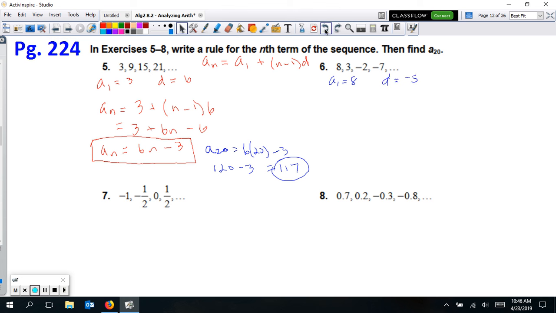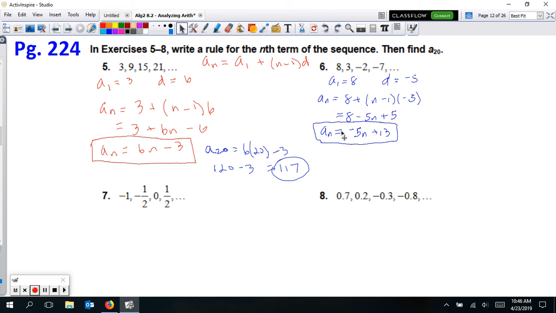So go ahead and plug that into our formula. A of n equals the first term, 8, plus n minus 1 times negative 5. We're going to have to distribute the negative 5 into here. So it will be 8 plus negative 5n, and then negative 5 times negative 1 will be positive 5. Then just combine the 8 and that 5 together. That's going to give us 13. So a of n is equal to negative 5n plus 13.